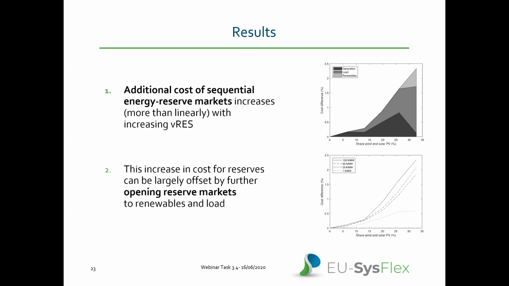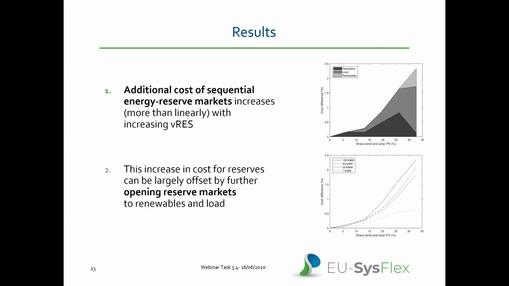Second element that we then looked at is, what if we allow for some more alternative sources of reserves? So that's the graph you see below, where we played with the cost of scheduling load and renewables, just as a representative technology to see what could be achieved if other types of technologies were allowed to participate. And then what you see is that there is a potential for these new types of reserves to offset some of these increasing costs. So even in a sequential clearing mechanism, when we allow other technologies to start participating, we can decrease the additional cost that comes with not having an integrated market operation.